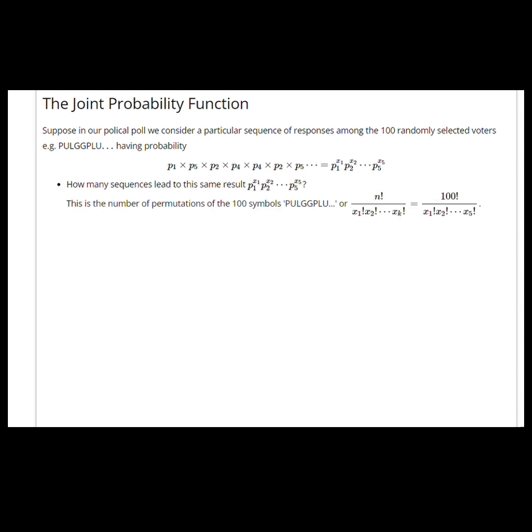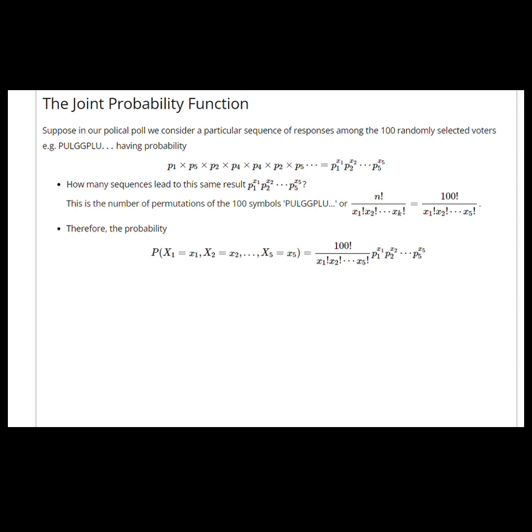How many such sequences are there? How many permutations of those letters can I find? This is the number of ways I can permute these 100 symbols, in which many of them are the same, which is n factorial divided by x1 factorial times x2 factorial up to xk factorial. That's the number of ways I can have a sequence with exactly the same counts. And each such sequence, we've discovered, has probability p1 to the power x1, p2 to the power x2, up to p5 to the power x5.